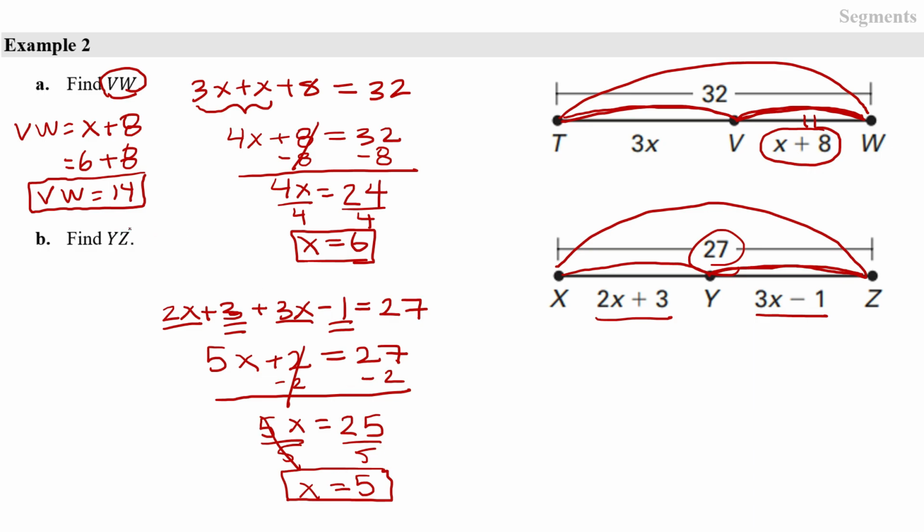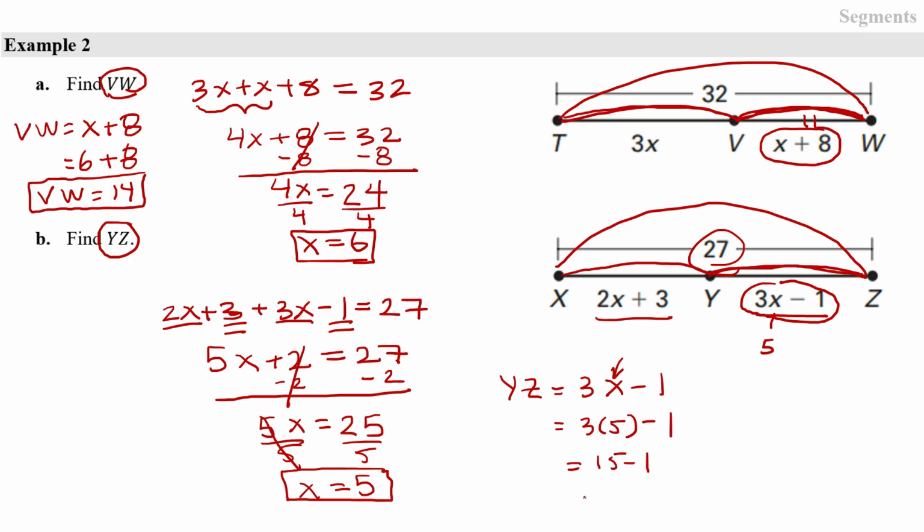But because they're asking what's the distance between points Y and Z, then I have to come back here and say, well, if I just found x was 5, then I've got to plug in 5 there. Okay, I'm going to put it on the right side. YZ, which is 3x minus 1, is the same thing as 3 times 5, because x is 5, so I can substitute 5 there, minus 1. 3 times 5 is 15, and 15 minus 1 is 14. Okay, so the distance from Y to Z is going to be 14.